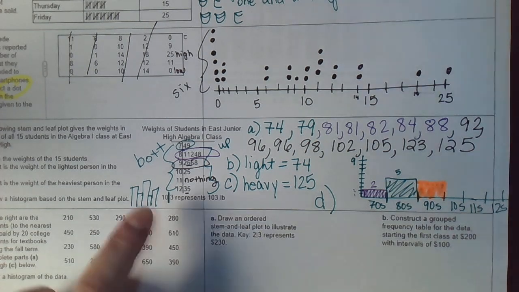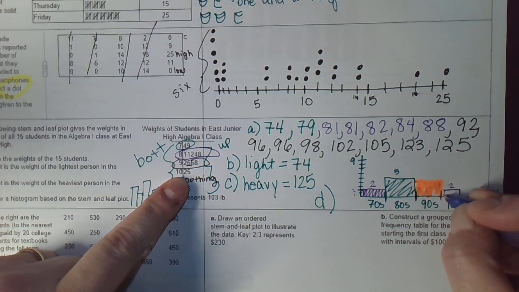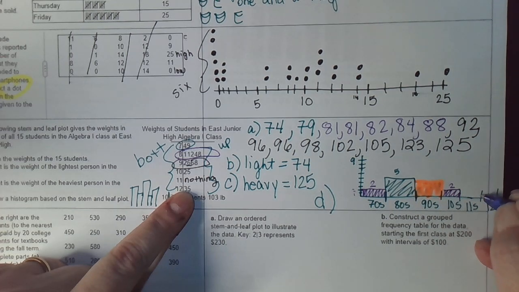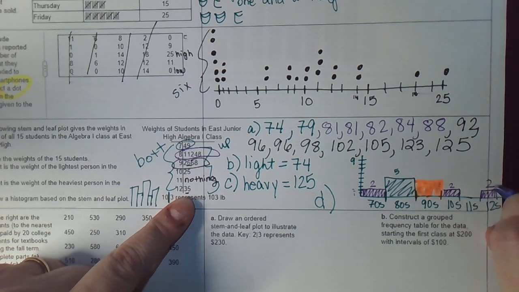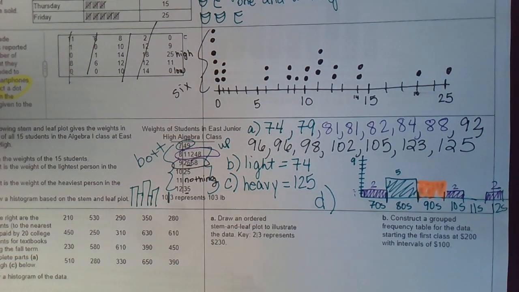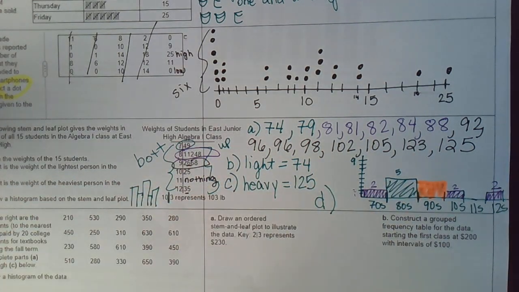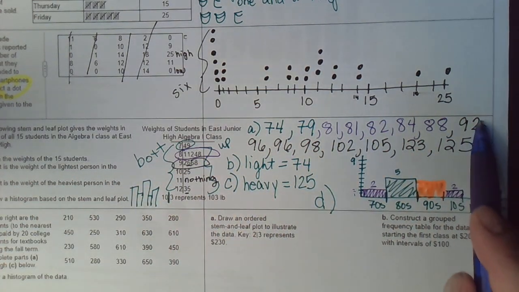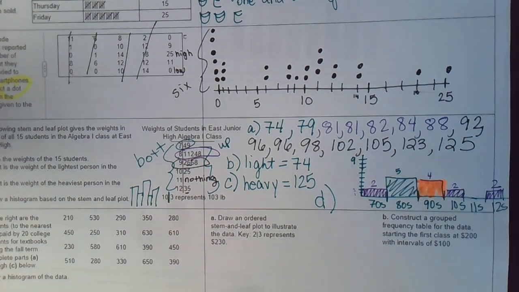Then for the 100s, we only have 2 numbers. So that's 2 high. For the 110s, we don't have anything, so no bar there at all. And then for the 120s, we have 2 high. So to figure out how high these bars are, it's however many numbers are on the list. Like in the 90s, there were 4 numbers. So we go 4 high.